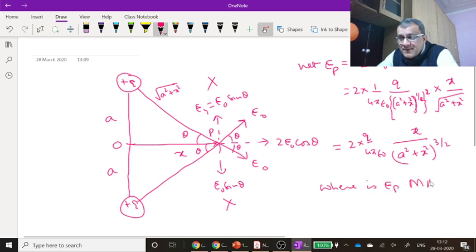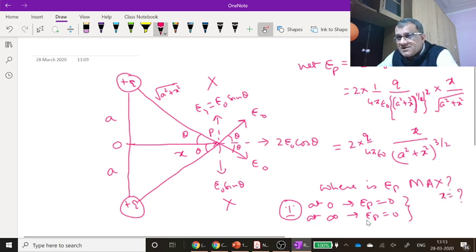EP maximum. I know one thing. At O, EP is 0. At infinity, EP is 0. This is common sense. I have even seen it. We placed the sensor here and we saw it is becoming 0. Remember that? So what is that value of X? Where is this maximum? I am asking what is that value of X? This is a question from math, maxima minima.